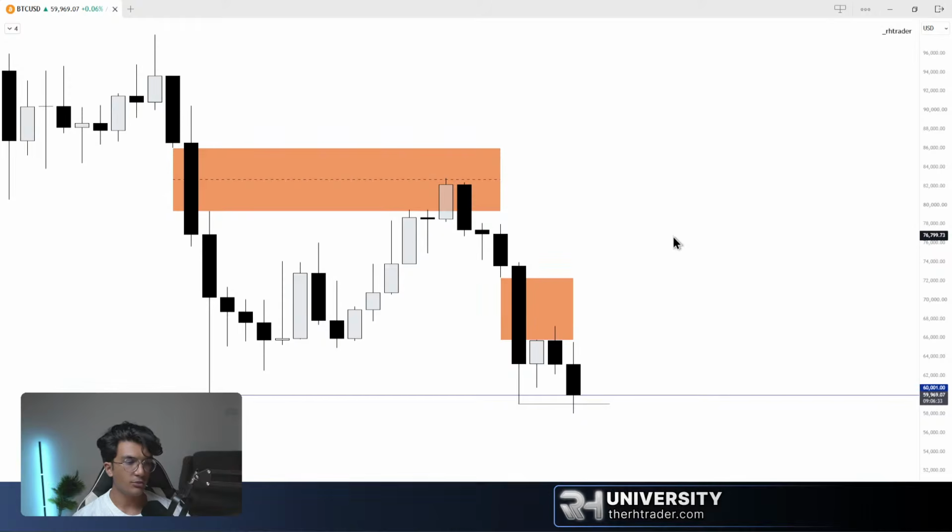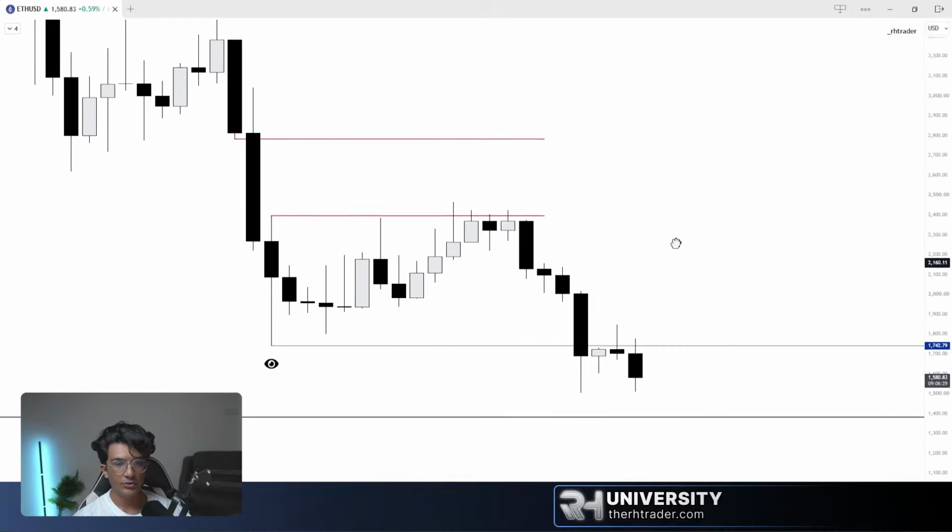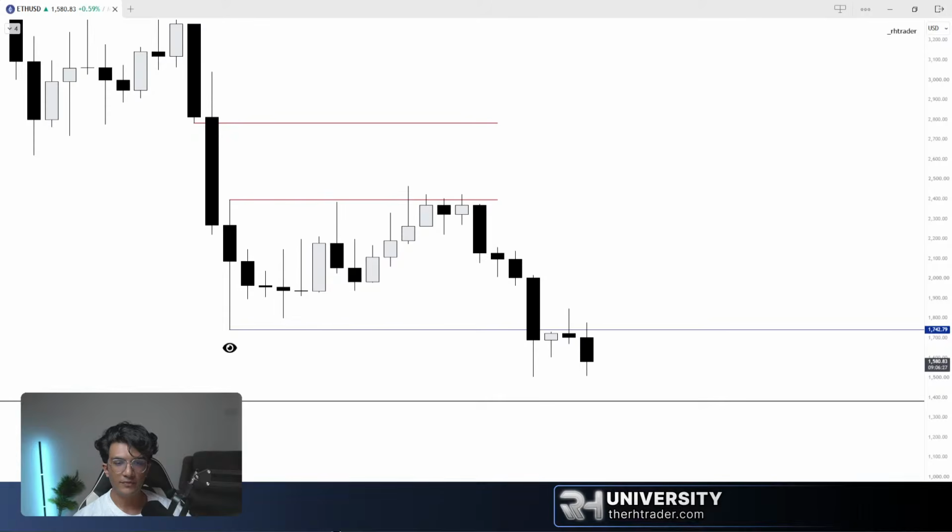So there's no need to push buttons on Bitcoin anymore, right? So the bias for Bitcoin is going to be neutral. And moving to Ethereum, we have the exact same thing here.